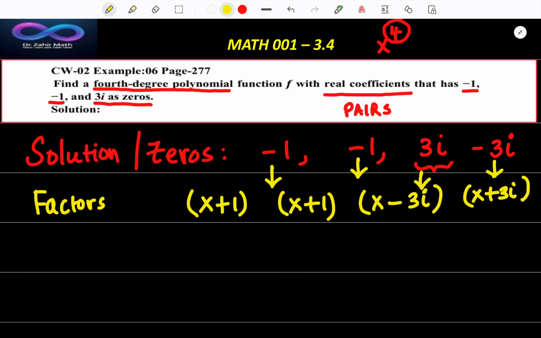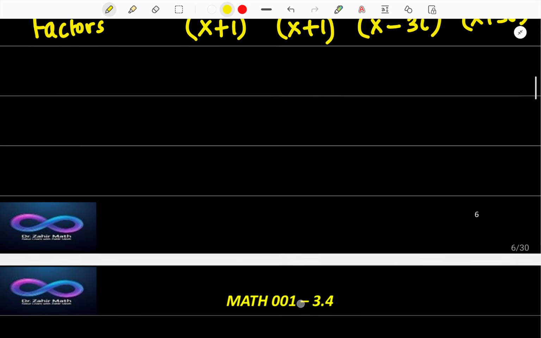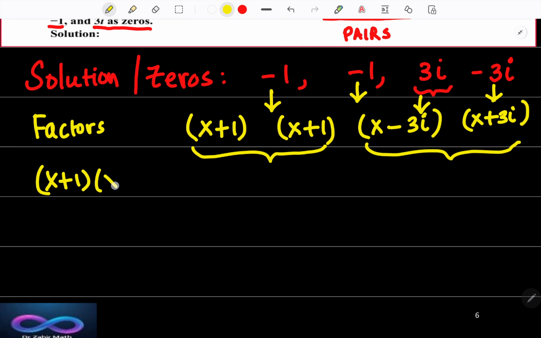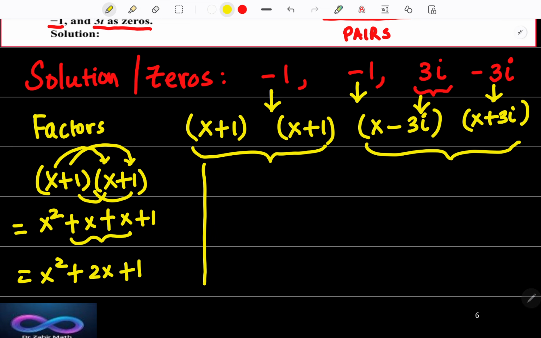Now what I'm going to do? I am going to write the polynomial. Clear, everybody? Right. How? Just multiplying. Very simple. First I will multiply these 2, then after that I'll multiply these 2. X plus 1 multiply x plus 1. This equals x into x, x square, x into 1, it is x, 1 into x, x, 1 into 1, 1. This equals x square plus x plus x plus 1, which is x square plus 2x plus 1. So this is finished, right?